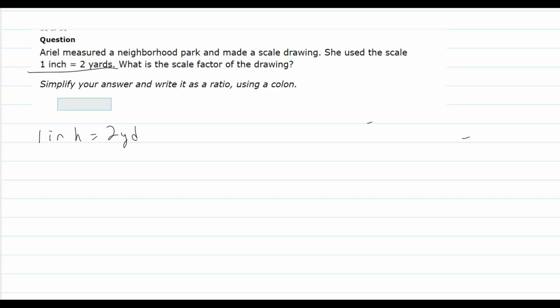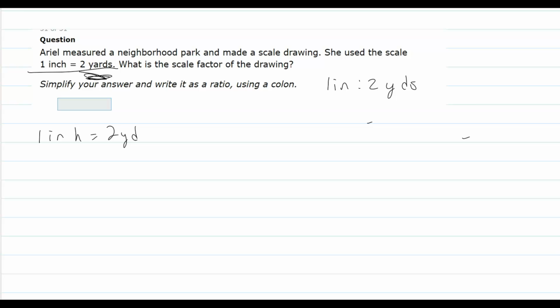Okay, so I'm going to set this up. 1 inch equals 2 yards. The confusing part is, what are they really asking? And honestly, if I hadn't seen the answer, I probably wouldn't really understand what they were asking. Because to me, it would be 1 inch, 2 yards. That would be what I would think they're talking about. But what they're really asking for, they want to know how many inches is it going to be. So 1 inch is to how many inches?